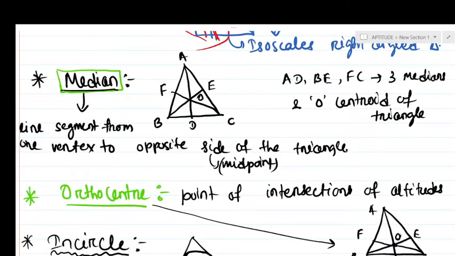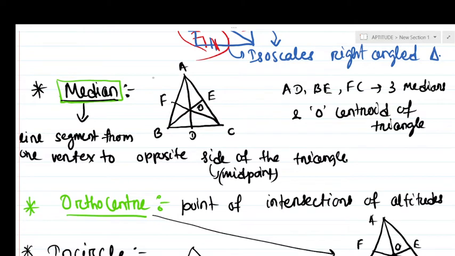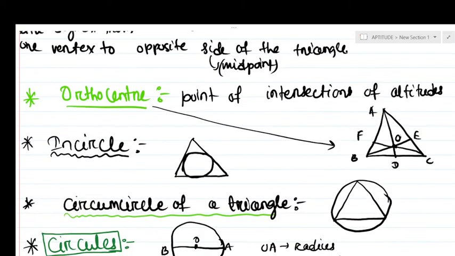Then the next thing is median. What is a median? If you draw a triangle and draw a line from a vertex of the triangle to the opposite side, that should be the midpoint. If three lines are drawn like this, the center O is the centroid, and these three lines are the medians.